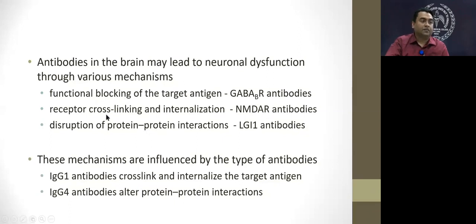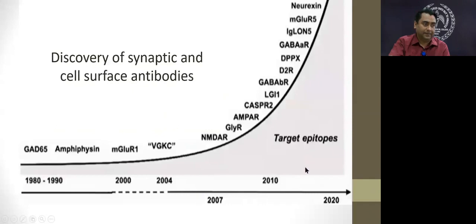In NMDA receptor, there is a cross-linking and internalization. And in LGI1 illness, there is a disruption of the protein-protein interactions, which we'll be telling again as well. Now, these mechanisms are also influenced by the type of antibodies, as IgG1, for example, are more of cross-linking and internalizing the antigen, whereas IgG4, which is found inside, like, the LGI1, is more of altering the protein-protein interactions. The specific subtype of immunoglobulin G has its particular relation to the illness that is there.